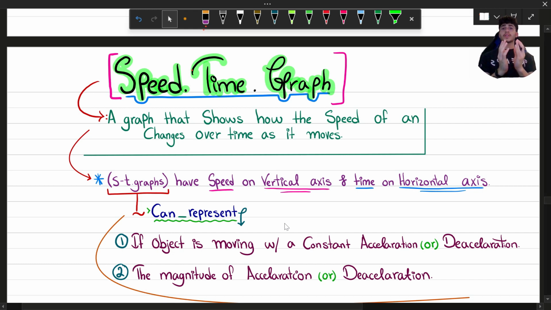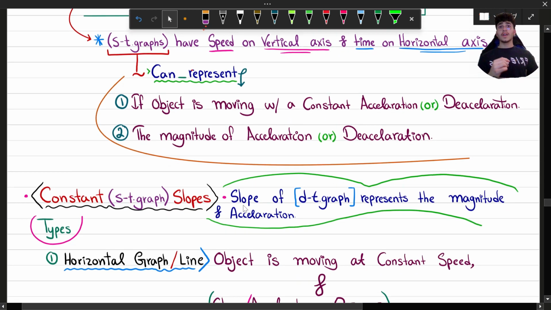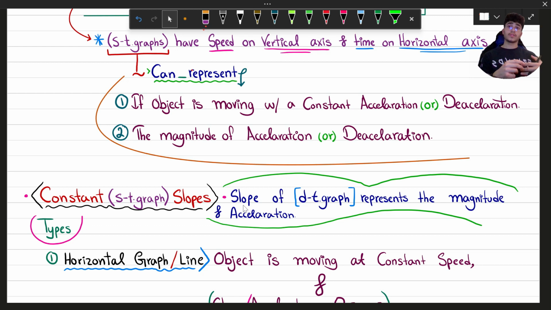Now, how do we define the acceleration? Distance time graph tells us how large or small the speed is. Speed time graph tells us how large or small the acceleration is. It defines the change in acceleration. This graph shows how the speed of an object changes over time as it moves. They have speed on the vertical axis and time on the horizontal axis. They can represent an object's acceleration and deceleration and its magnitude. How large or small is its acceleration or deceleration?